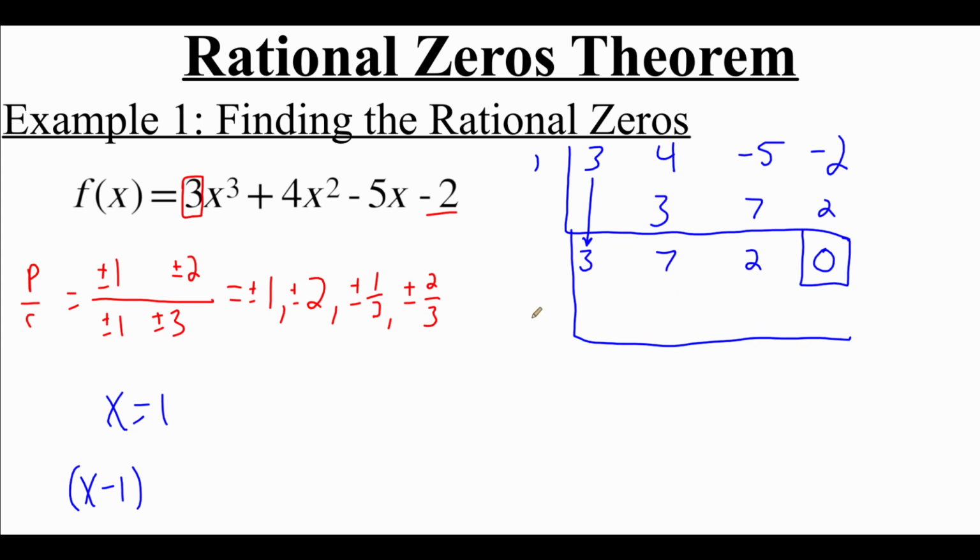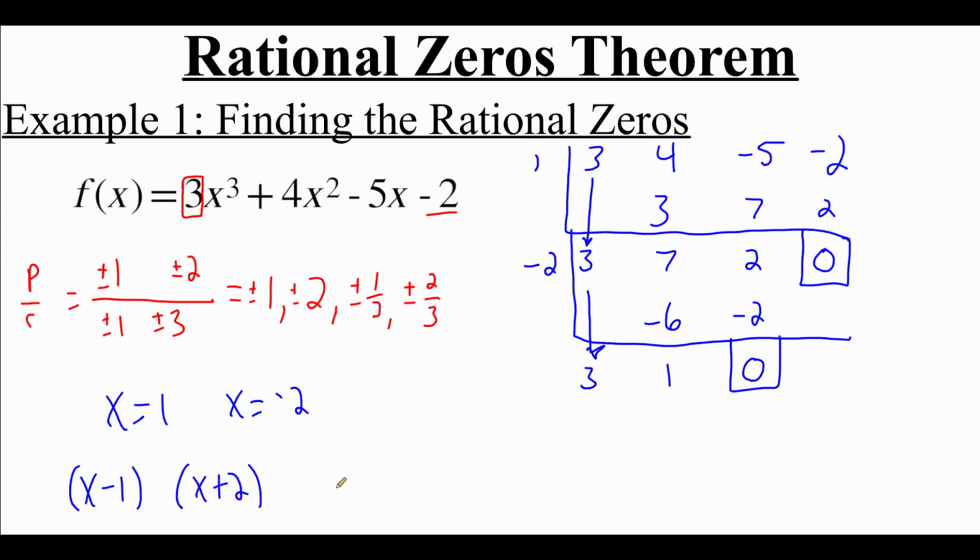Let's say this time I wanted to pick negative 2. I'm just guessing a number off of my list, and I'm going to do the synthetic division to see if it works. So I would drop down the 3. 3 times negative 2 is negative 6. Add these together, we'll get 1. 1 times negative 2 is negative 2. So that gives me a 0 remainder again. That tells me that x equals negative 2 is also a 0 of my polynomial, which means that x plus 2 would be a factor of my polynomial.